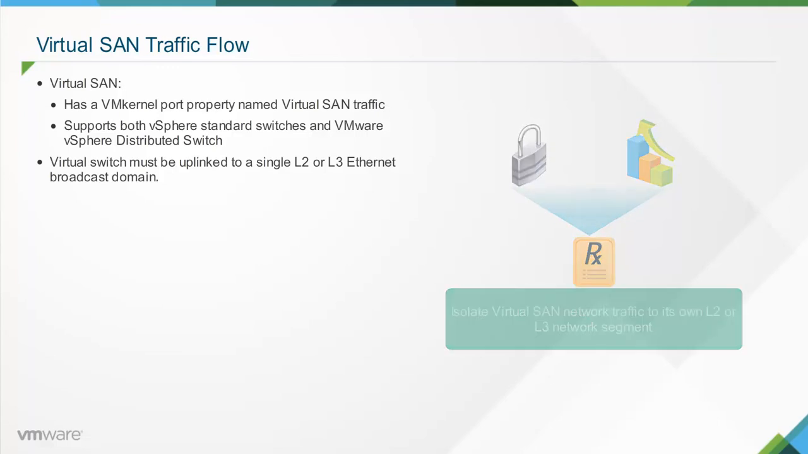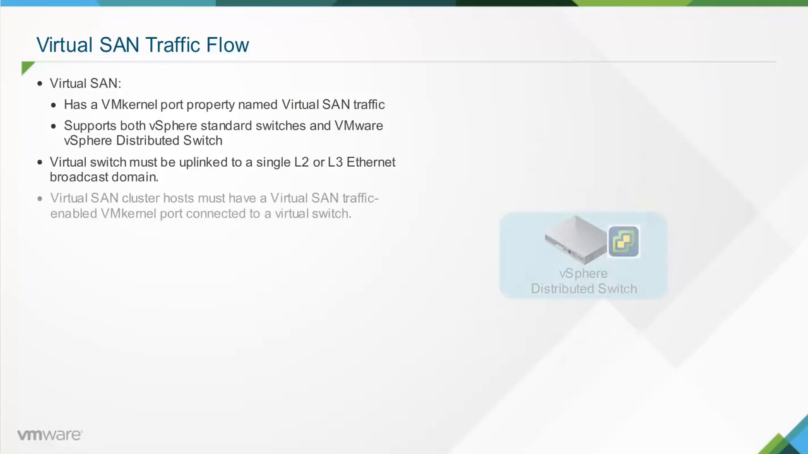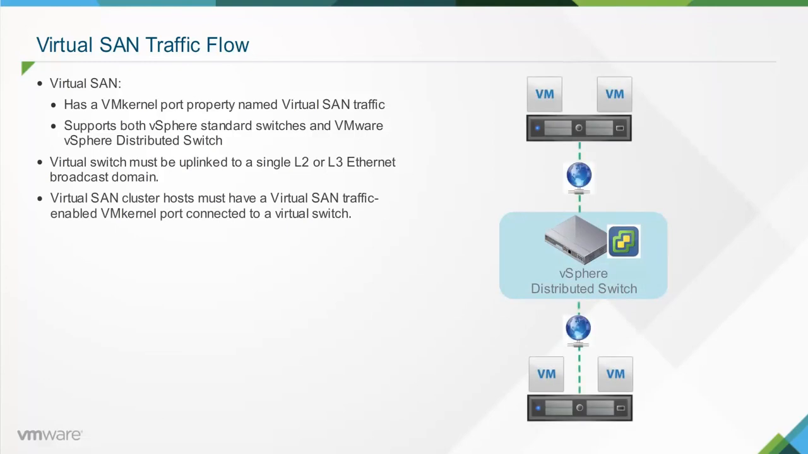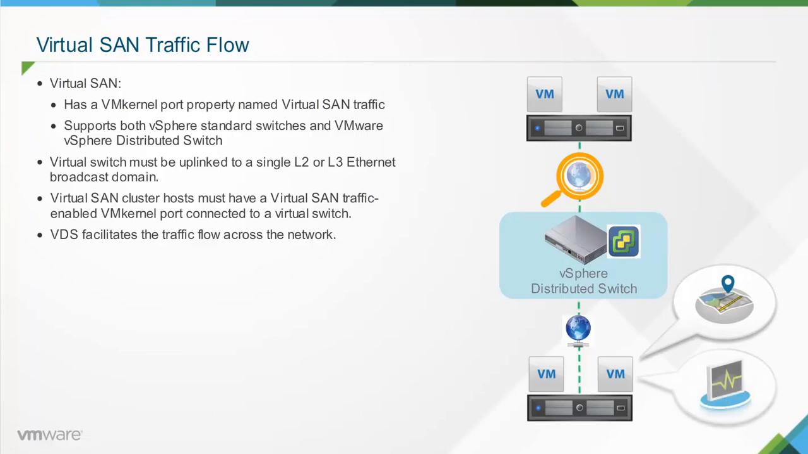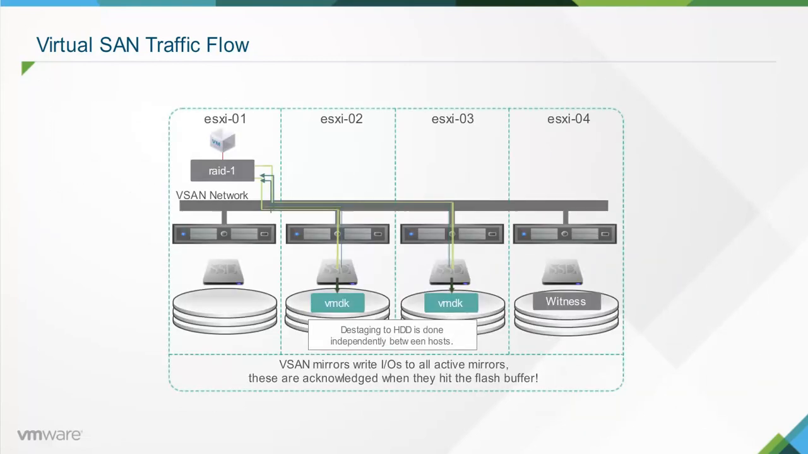For best security and performance, it is recommended to isolate Virtual SAN network traffic to its own L2 or L3 network segment. In Virtual SAN, a vSphere distributed switch, or VDS, facilitates the traffic flow across the network. Traffic flows in a Virtual SAN network can be monitored either when a virtual machine on a host behaves as a destination machine or monitoring device. The storage I/O traffic always flows through the Virtual SAN network.